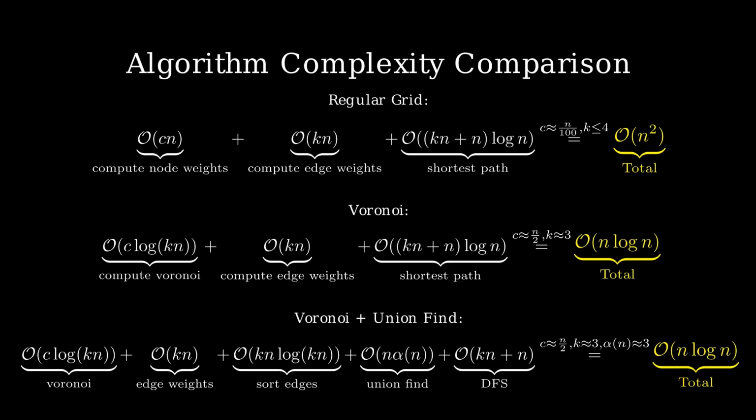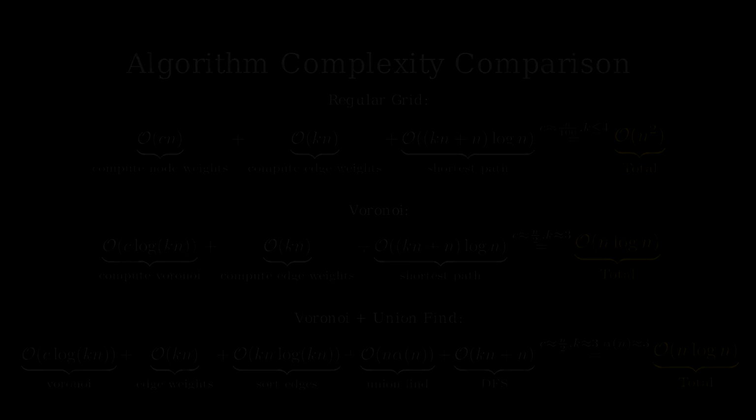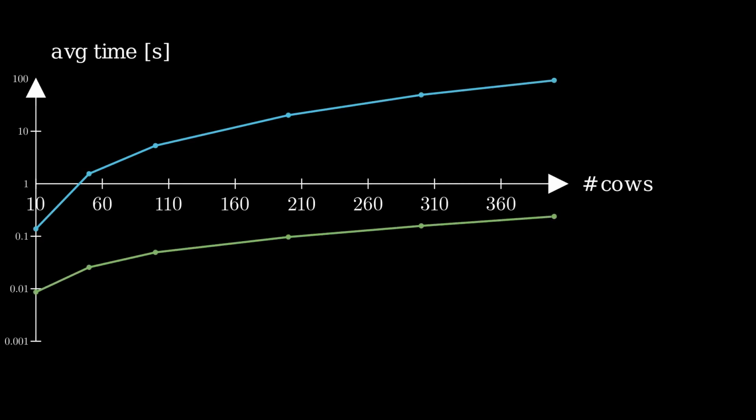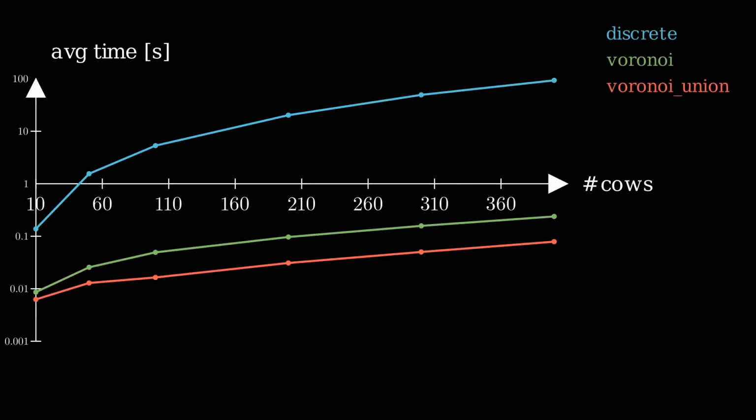Even so, runtime wise, the union find approach is a tiny bit faster than the Voronoi approach. I benchmarked all three methods. With the first regular grid method, I set the density of number of nodes to cows to being 100 to 1. Keep in mind though, we got to this improvement by solving a different mathematical problem than in the first two approaches. Either way, the union find is the faster one.